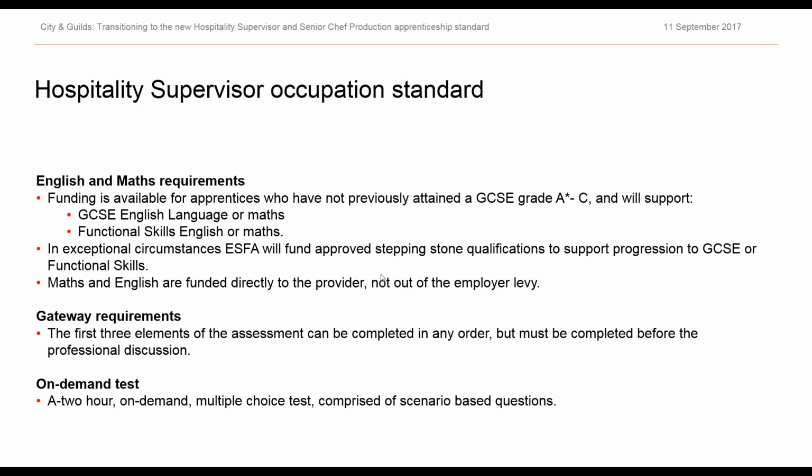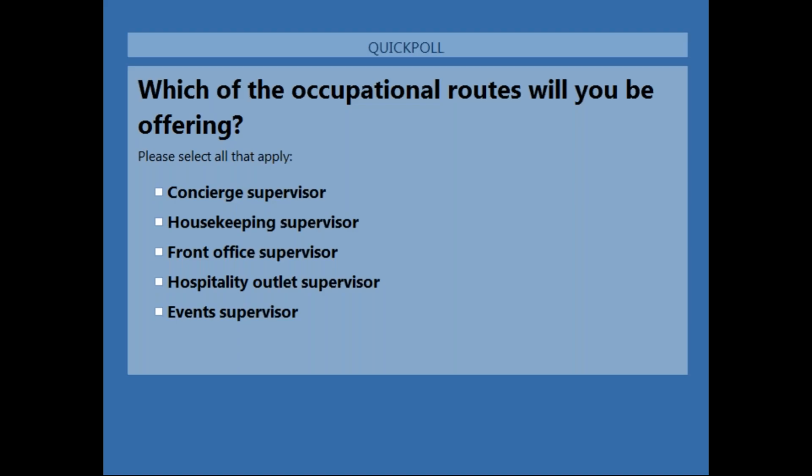Okay, we're now going to go for our second poll question. You'll see it flash up on your screen shortly. Please choose the appropriate answer. And this question is, which of the occupational routes will you be offering? Concierge supervisor, housekeeping supervisor, front office supervisor, hospitality outlet supervisor, or event supervisor?